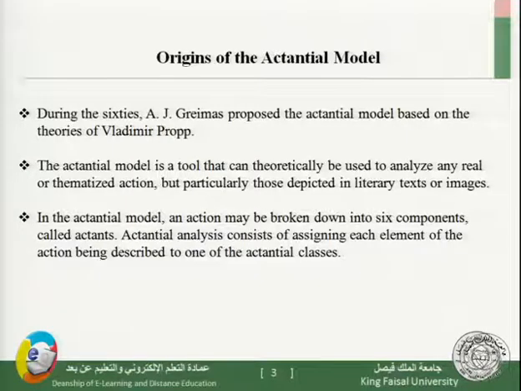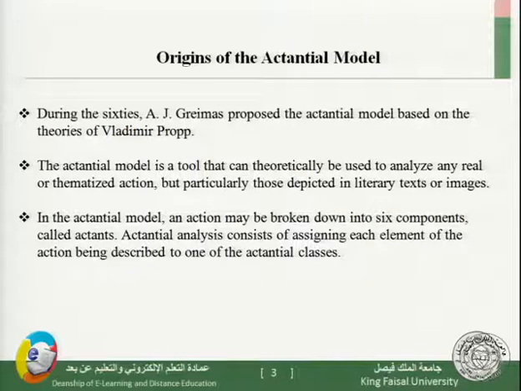In the actantial model, an action may be broken down into 6 components, or the action of the entire text, the entire narrative, novel, play, short story. The action can be broken down into 6 components called actants, les actants. The actantial analysis consists of assigning each element of the action being described one of the actantial classes. So 6 actants. And an actant is not an actor. It shouldn't be confused with the actor or with the character.